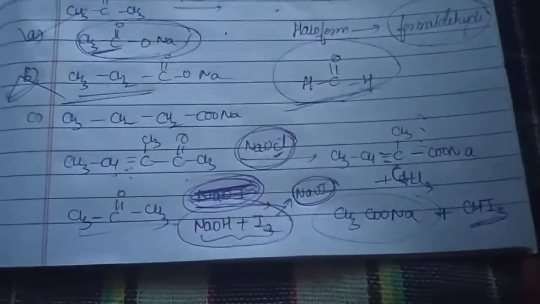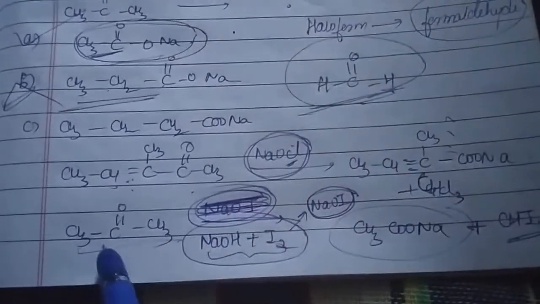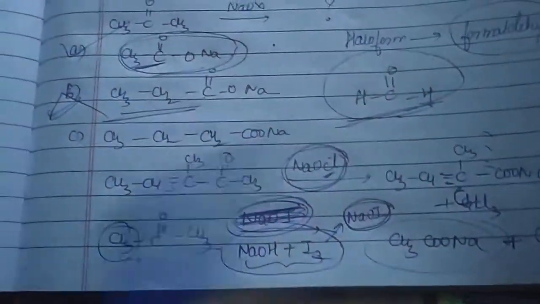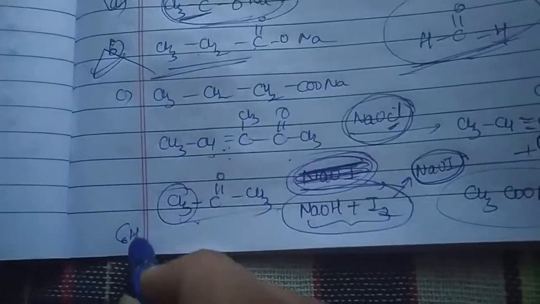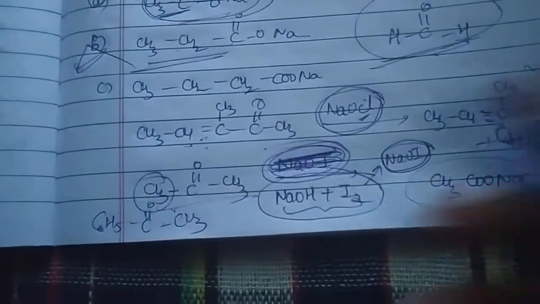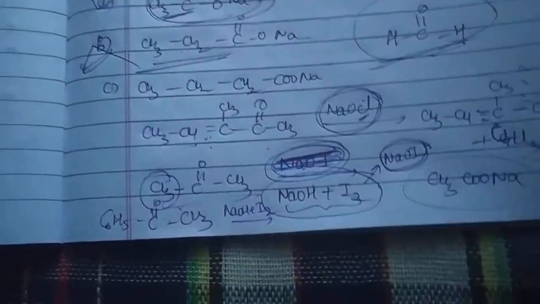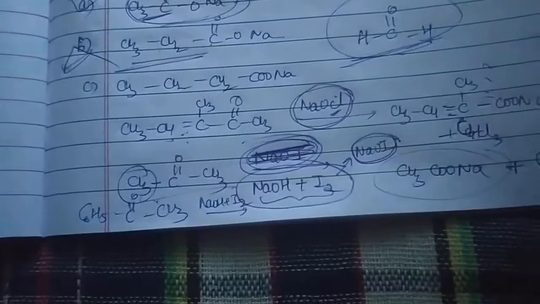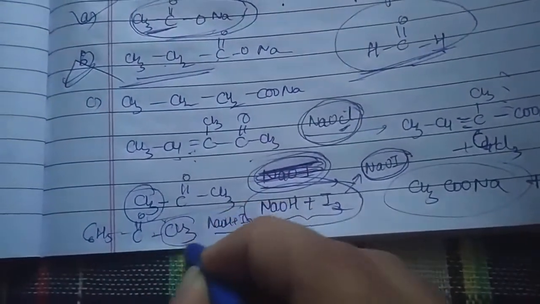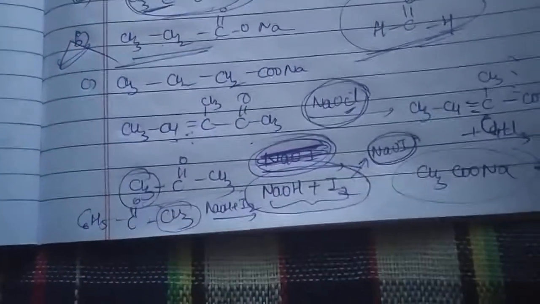NaOH plus I2 gives you sodium hypoiodide. You can also test with C6H5 instead of the CH3, so C6H5, C double bond O, CH3. One important thing: in order to undergo this iodoform reaction, also a haloform reaction, our ketone should have a methyl group attached to the carbonyl. Now what you'll get over here is C6H5COO minus Na plus, plus CHI3.